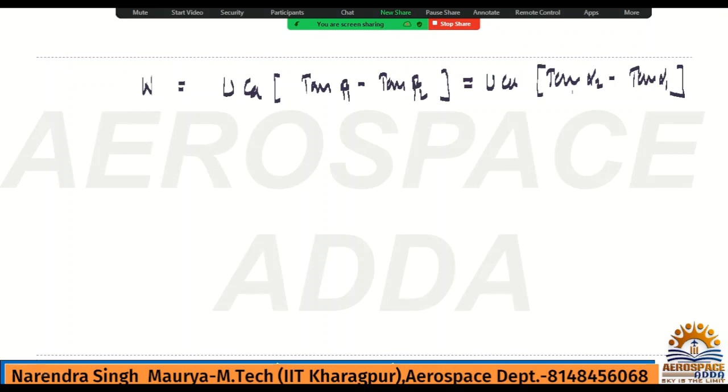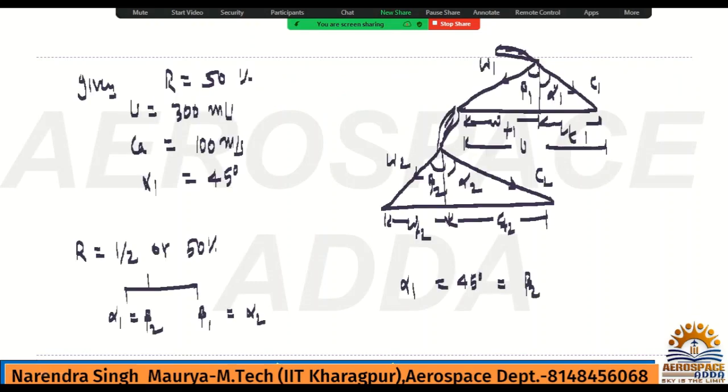Now based on this, we have to solve this problem. What will we do? If you want to use this formula, beta 2 you have, but beta 1 you need to calculate. How to get beta 1? That will be from the inlet triangle. See, this is the inlet triangle.